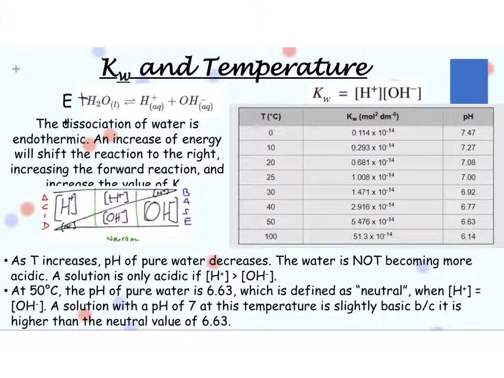So if I'm running a reaction at, say, 50 degrees, then my KW value is 6.63. So what that tells me is if I have a solution with a pH of 7, that solution is actually basic because it's higher than my KW. My KW is my actual value for neutral.